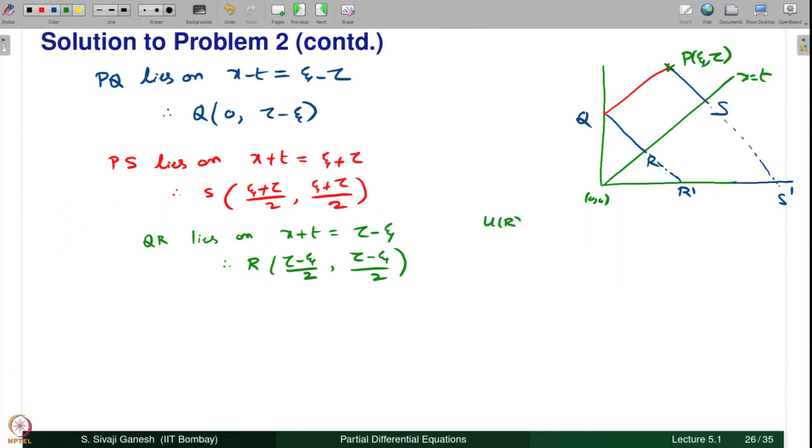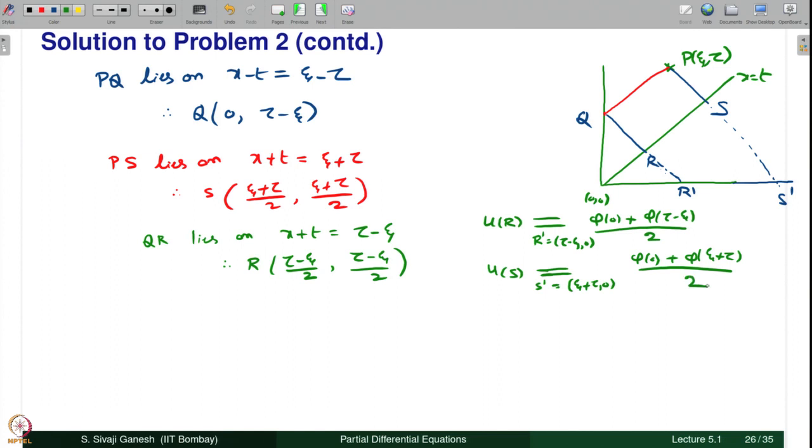What is U of R? U of R is given by phi of 0 plus phi of tau minus xi by 2. I am using the D'Alembert formula. For us, psi is 0. So, the coordinates of R dash are tau minus xi comma 0. Similarly, U of S is equal to, because S dash is xi plus tau comma 0, the value is phi of 0 plus phi of xi plus tau by 2. So, we got R and S.